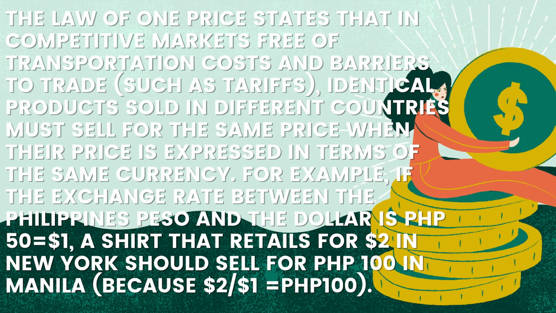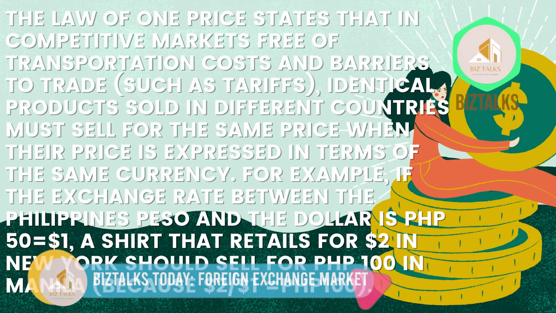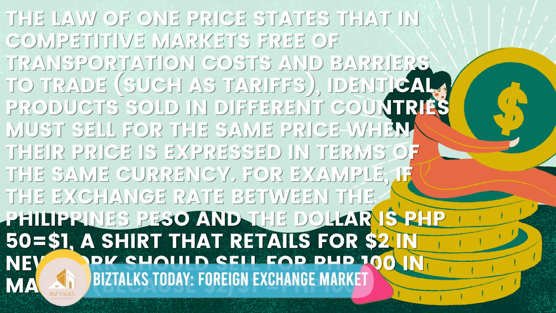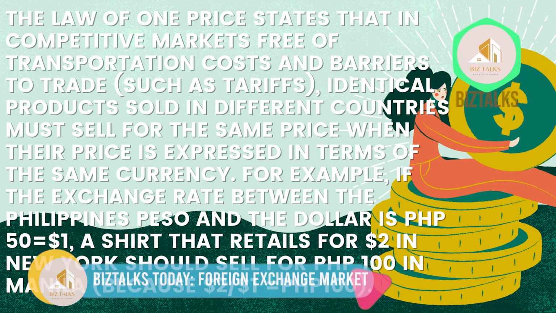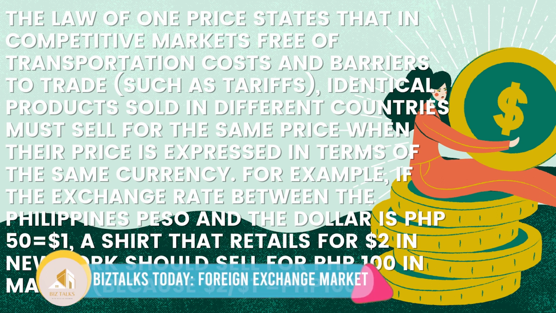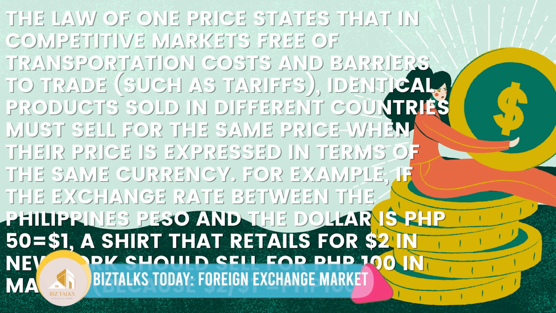The first one is the law of one price. It states that in competitive markets, free of transportation costs and barriers to trade such as tariffs, identical products sold in different countries must sell for the same price when their price is expressed in terms of the same currency. For example, if the exchange rate between the Philippine peso and the dollar is 50 pesos equal to $1, a product that retails for $2 in New York should sell for 100 pesos in Manila.